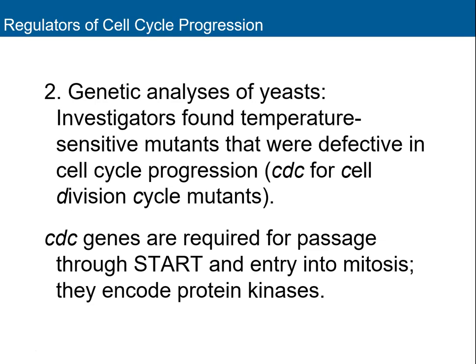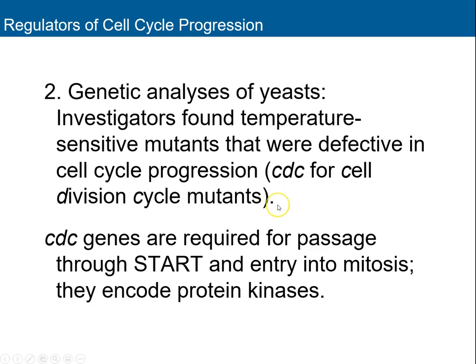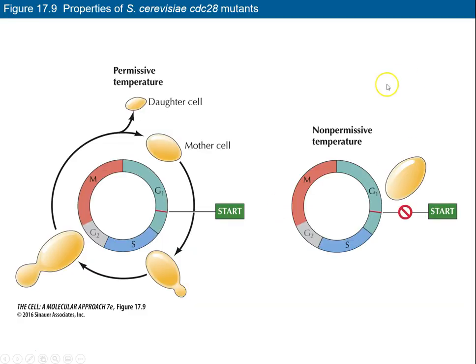So they basically determined that these CDC genes are required for passage through start and entry into mitosis. And then they figured out that these CDC genes actually encode protein kinases. What this is showing you is that if those CDC genes are mutated, the cells are not able to progress through. But when those genes are turned on and functioning properly, they'll be able to progress through.